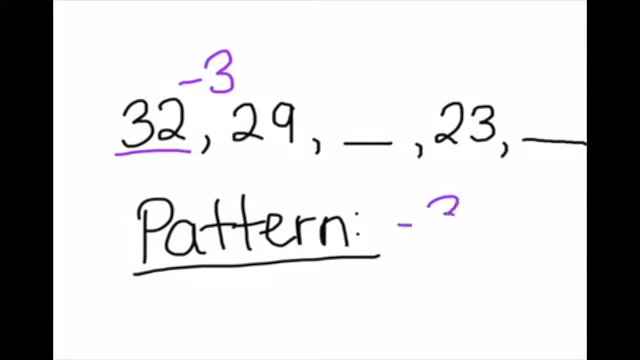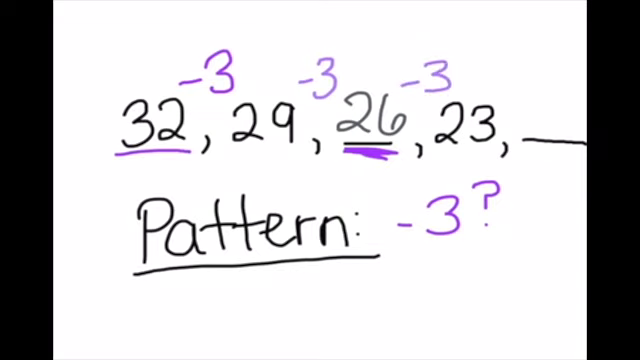Okay, I'm going to just make a guess right now that maybe this is a minus 3 pattern. I don't know for sure until I find out what's missing right here, and then when it turns into 23, if that works out or not. So what's 29 minus 3? Oh, 26. That was 29 minus 3. And then that does work. 26 minus 3 equals 23. So yes, that is a minus 3 pattern.